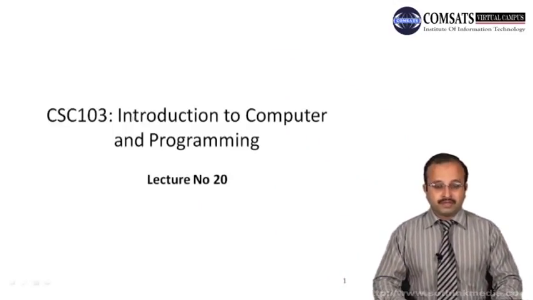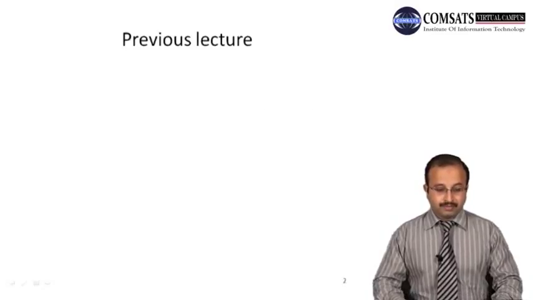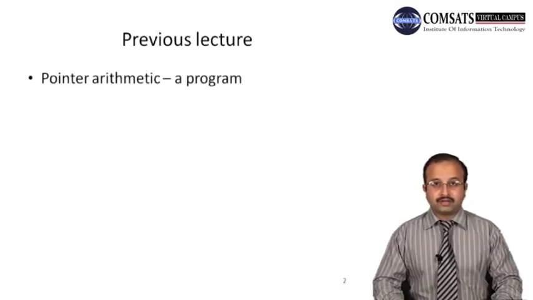Let's overview our previous lecture. In the previous lecture, we have seen a program that uses pointer arithmetic that increments the value, that is address held by the pointer, and we have seen what are the effects of that increment. The effect are, if the pointer is integer, the increment of 4 is performed, and if the type of the pointer is character, increment of 1 is performed.